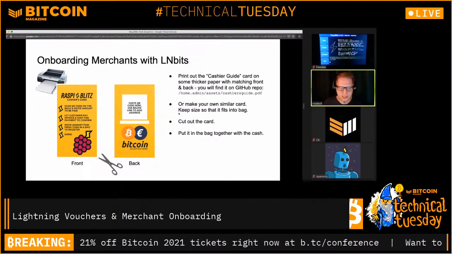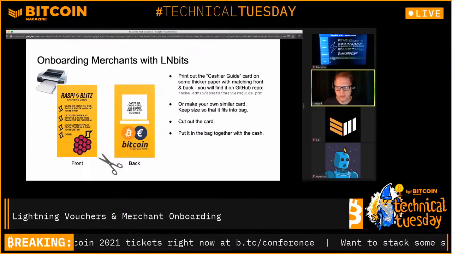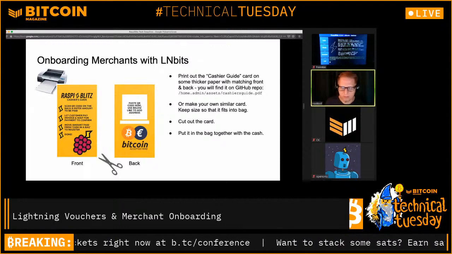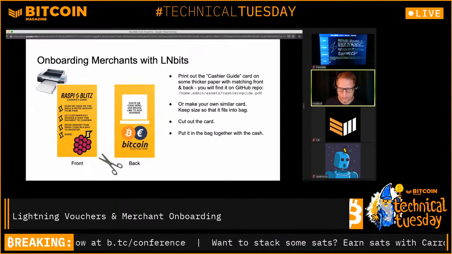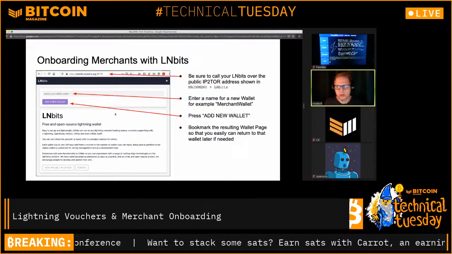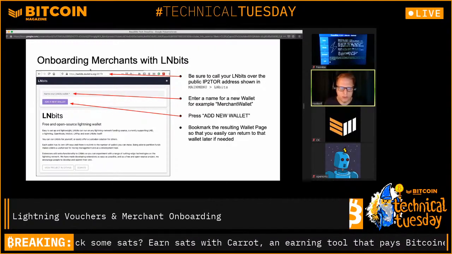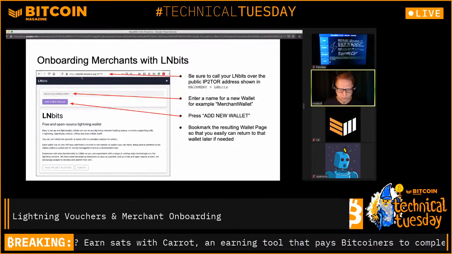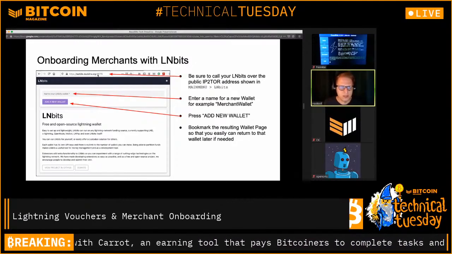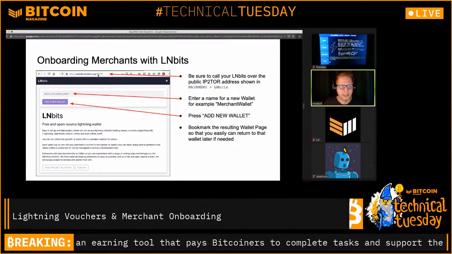But then you have printed this out, and we will go through the process step by step later. Now you have your card printed out. Next step: you go to the LNbits, and again, make sure that you call the LNbits over the IP2Tor Let's Encrypt address, so that you're really creating the correct links here.